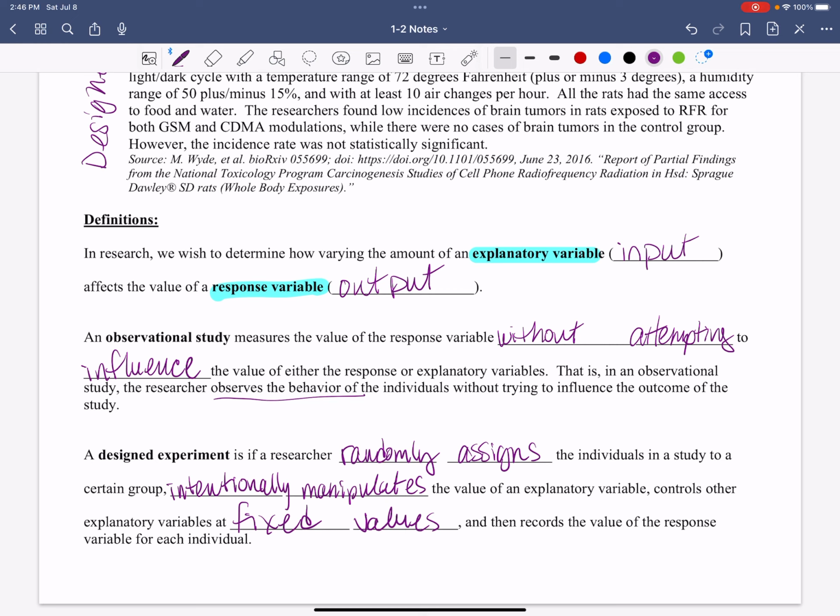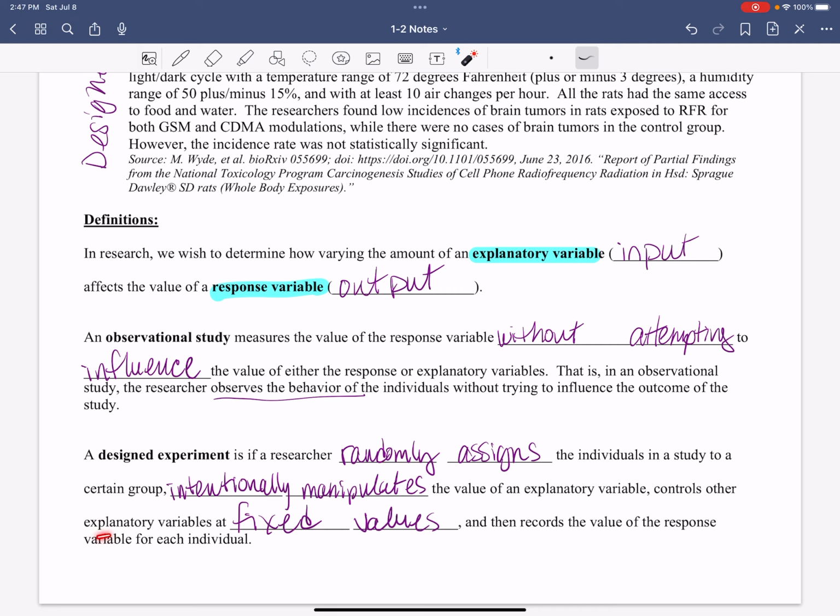And then records the value of the response variable for each individual. So do you see how this is an input-output situation? Here I'm going to randomly assign individuals of a study to a group, and you intentionally manipulate, so on purpose, the value of the explanatory variable. So I'm giving a certain amount, just like here, a certain amount of radiation up here in this example.